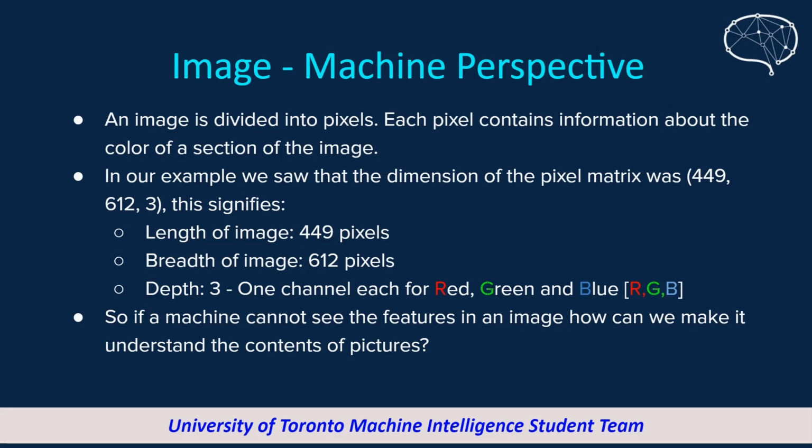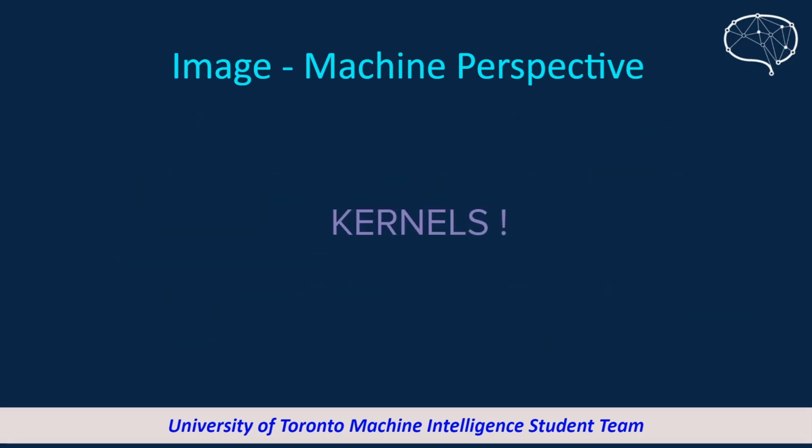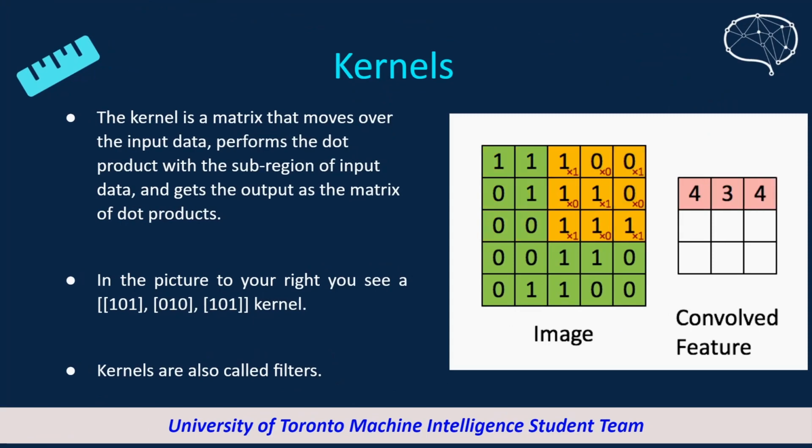So if a machine cannot see the features in an image, how can we make it understand the contents of the picture? The answer to this is kernels. So what is a kernel? A kernel is a matrix which is applied on the input matrix and it performs a dot product operation on the region it is applied to.